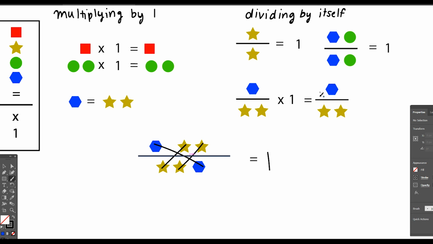Okay? And here then we can say, oh, this blue hexagon divided by 2 stars is equal to 1. That kind of makes sense because we set it equal to itself. We said, no, these things are equal to each other. Okay, so let's do more in the next video.